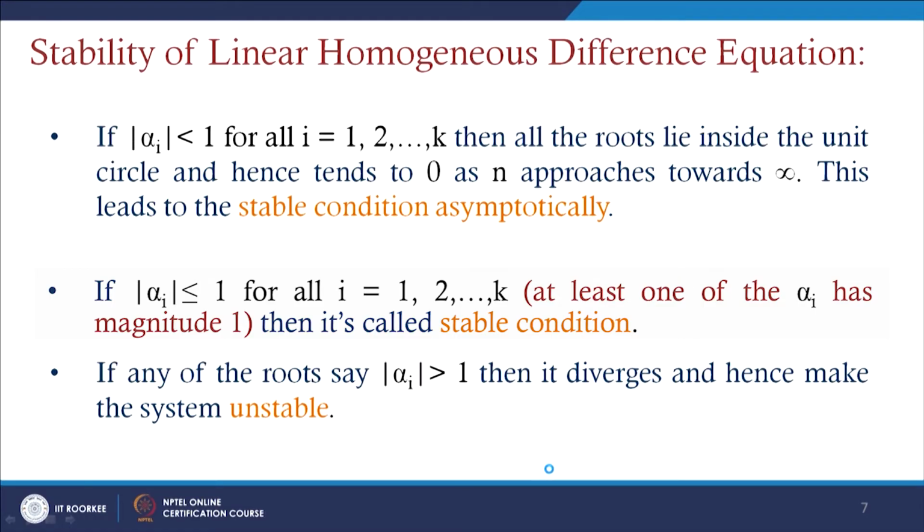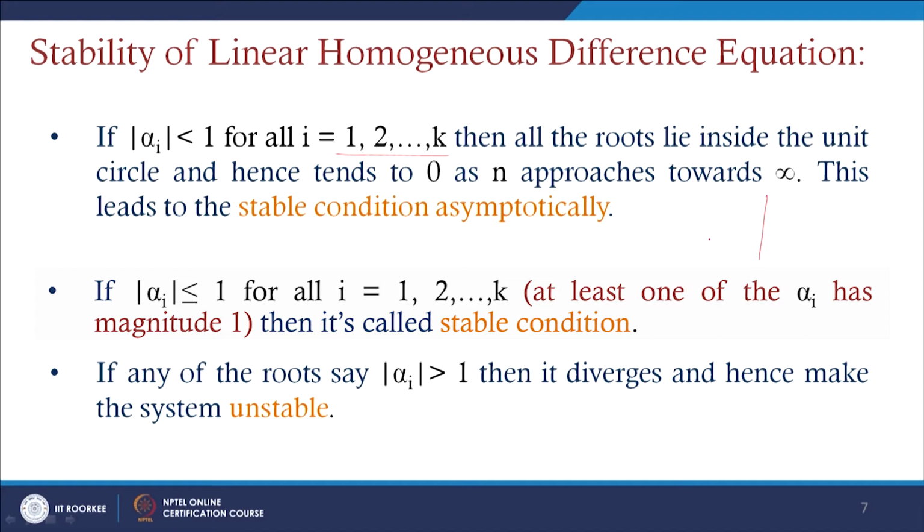So, if we have this system, then we go for the stability condition of this linear homogeneous difference equation. In the first lecture I told you that if you have a system, then the system should be stable and consistent. So once we get these solutions, we test whether the solution represents a stable solution or not. If the absolute value of alpha i is less than 1 for all i equals 1, 2 up to k, then all the roots lie inside the unit circle and hence tend to 0 as n approaches infinity. This leads to an asymptotically stable condition.